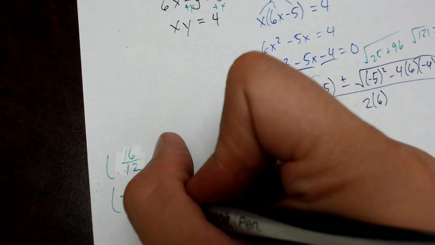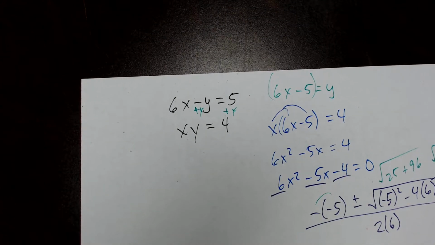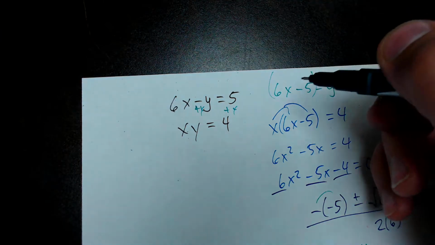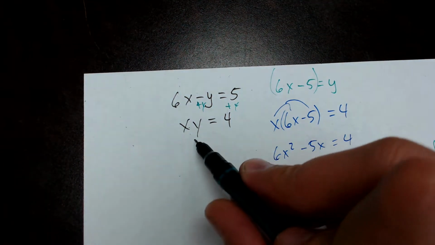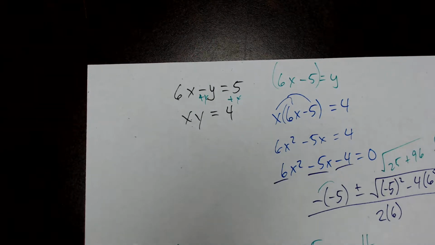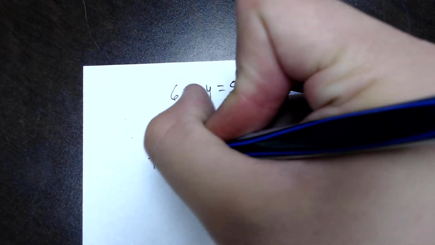Okay, so now that I've got two x's, I've got to solve for both y's. I could either plug the x's in here, then multiply, add, and then try to get 5, or I can plug them in here. I'm going to plug them in here because it's easy to multiply by the coefficient. So the first value I have is 16 twelfths times y equals 4. To solve, I just multiply by the reciprocal of 12 over 16.